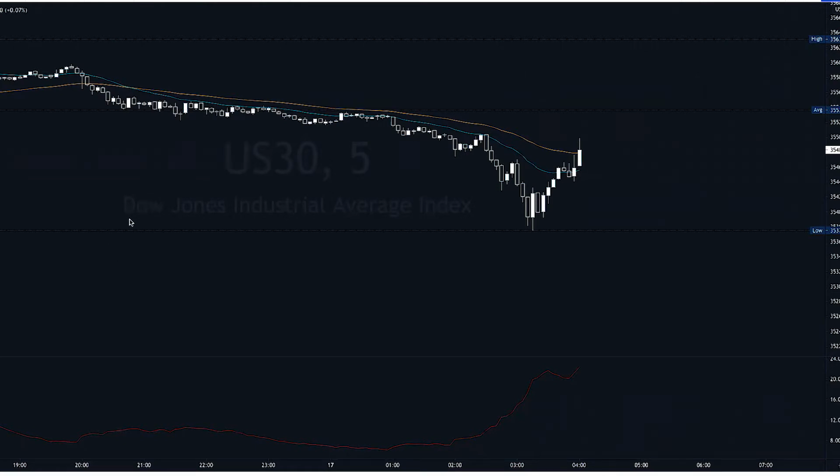Besides the point, so we're on US 30 on the 5-minute time frame, 2 EMAs up just to show trend direction. This isn't like a serious trade or whatever. This is just an example that I found. So what is the ATR?